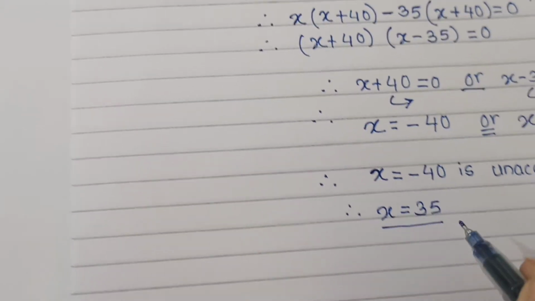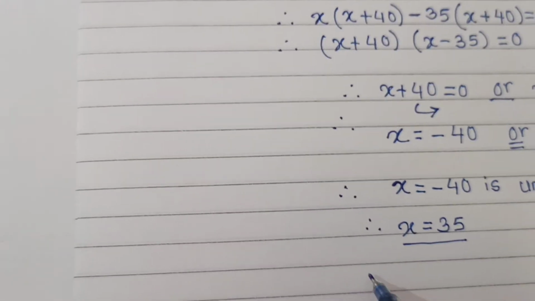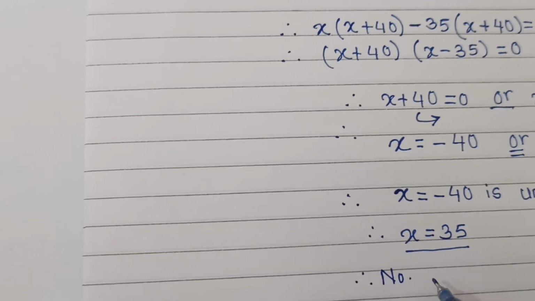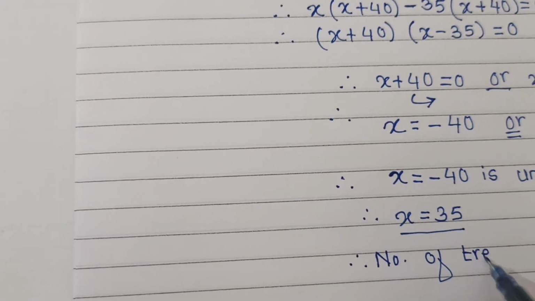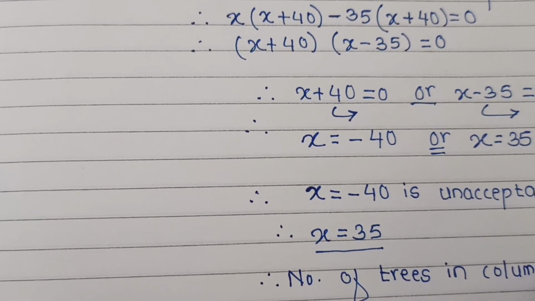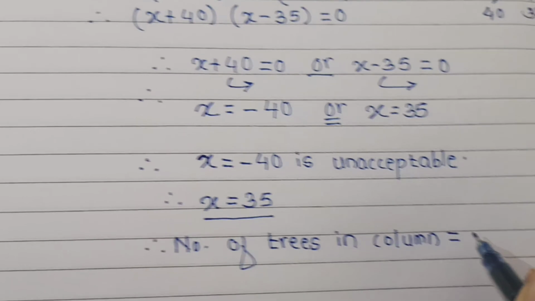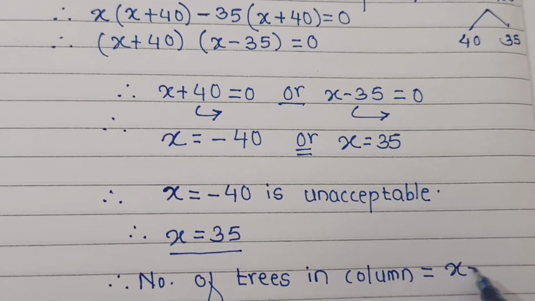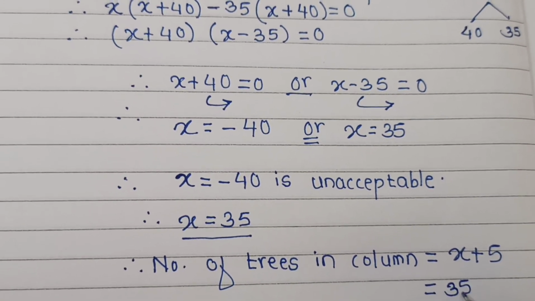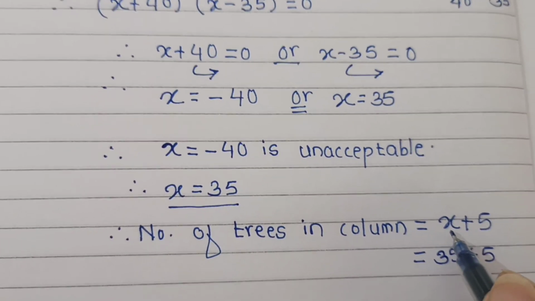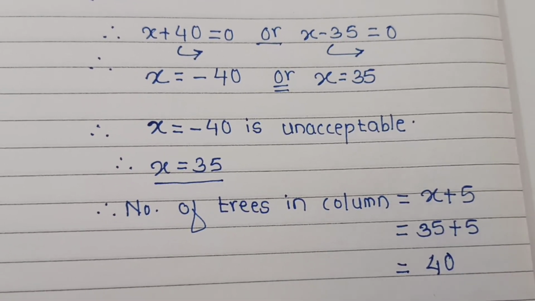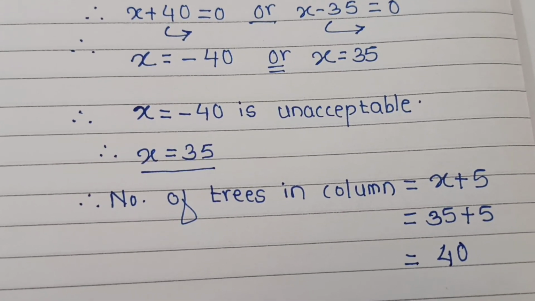That is, the number of trees in a row is 35. Now we are asked to find the number of trees in a column. Therefore, the number of trees in a column is equal to, we have considered the number of trees in a column as x plus 5. So here we will be writing 35 plus 5 because the value of x is 35. So 35 plus 5 is 40, which gives us the number of trees in a column.